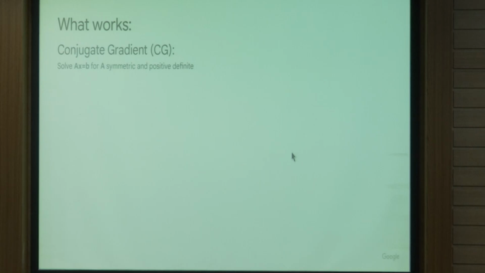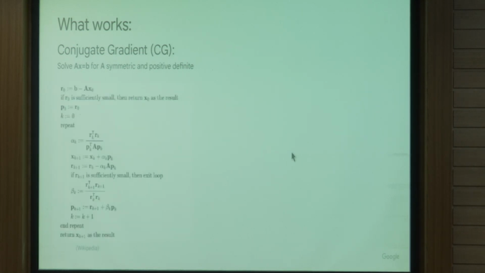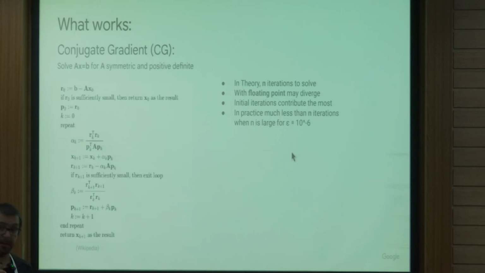And what is this? This is conjugate gradient. Conjugate gradient is a very old algorithm to solve AX equals B when A is symmetric and positive definite. And the algorithm is very simple. Essentially, you are computing a projection onto a kind of skew basis and subtracting, going on over and over. If you compute everything in real numbers, the number of iterations to get the true solution is the number of components in your vector. That's what the theory says. If you are using floating point, this may diverge. You have to be careful.